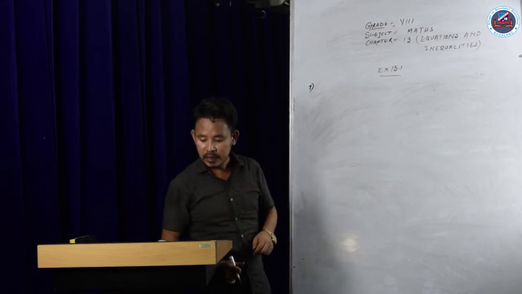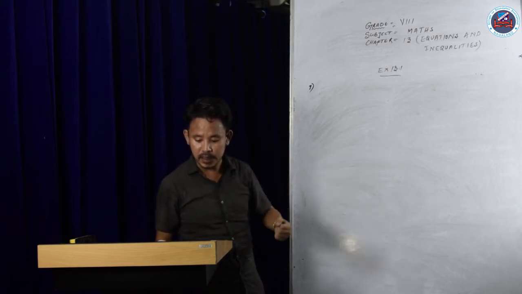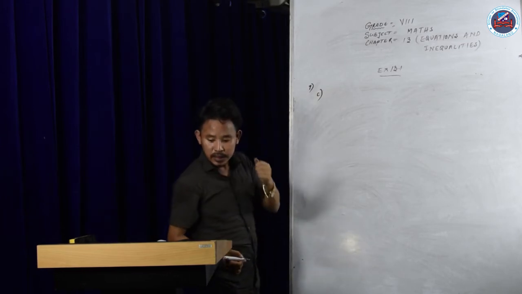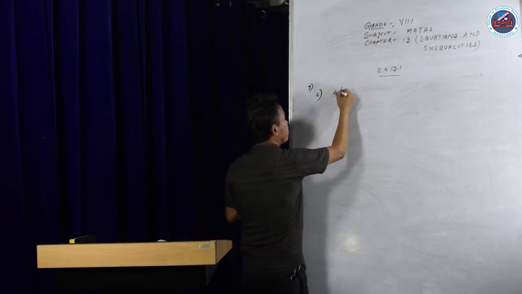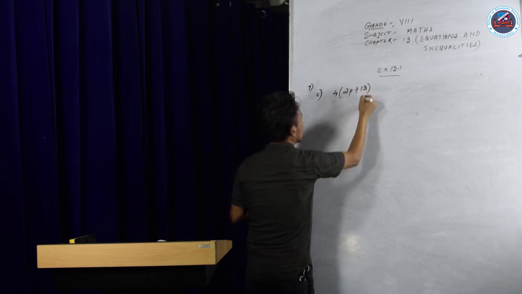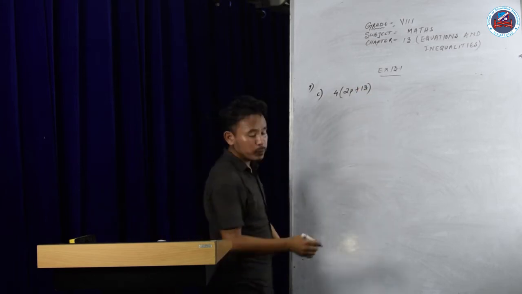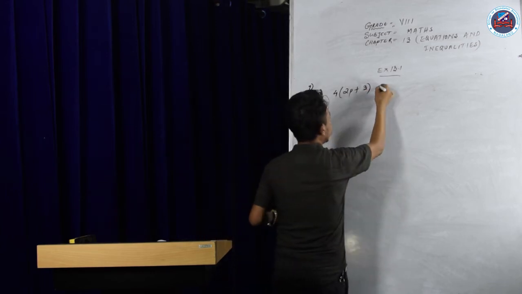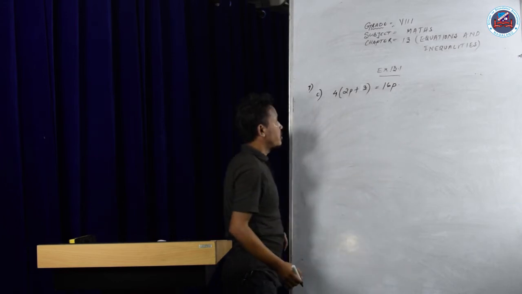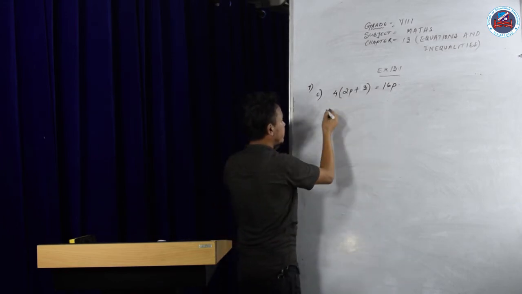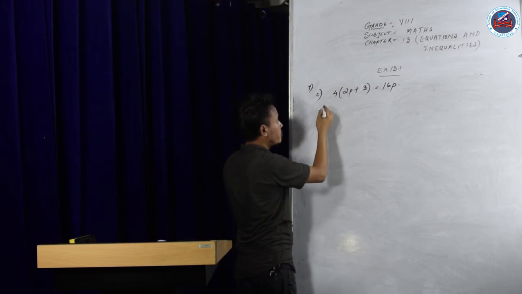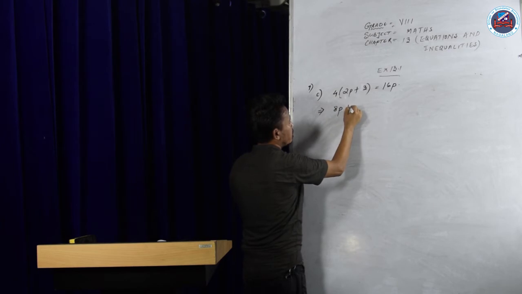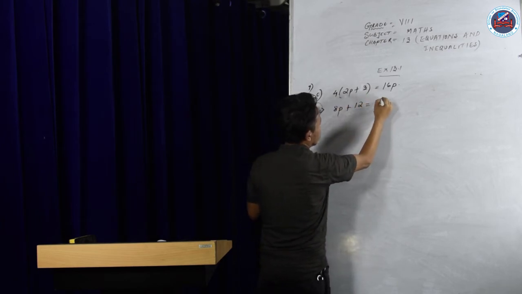Question number 7. Let me do one sum, that is number C. I'll do C for you. C, that is 4 bracket 2p plus 3 equals 16p, right? So let's solve it. Let's first remove the bracket. When we remove the bracket, what do we get here? 4 into 2p gives us 8p, plus 4 times 3 gives 12, equals 16p, right?